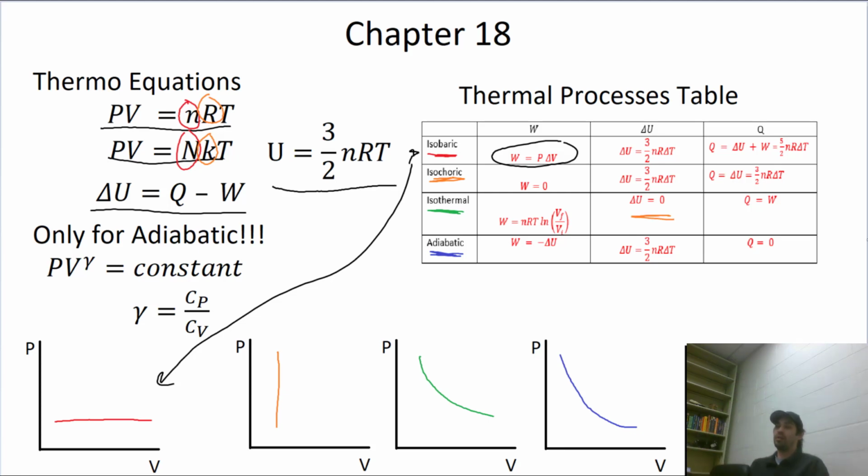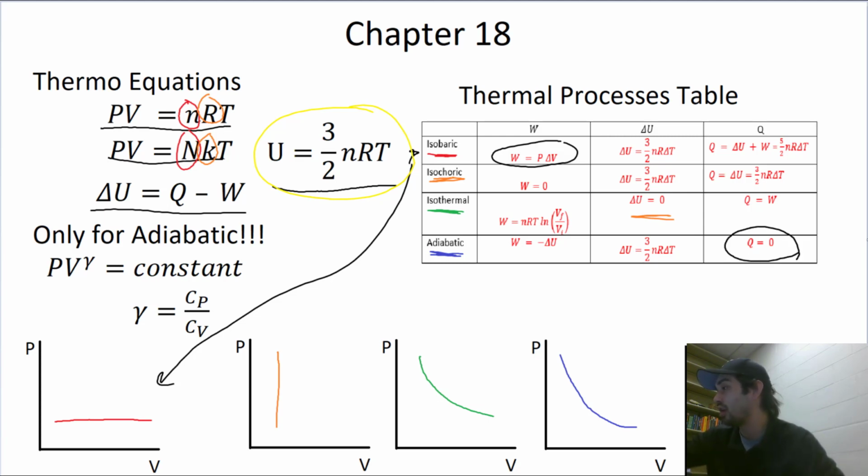What makes an isothermal process an isothermal process is the fact that the change in internal energy is 0. Remember, the internal energy is equal to 3/2 nRT, so delta U is 3/2 nR times delta T. For isothermal, the temperature is constant, so the change in temperature is 0, and the change in internal energy is 0. The thing that's special about the adiabatic process is that the heat added or removed from the system is 0.